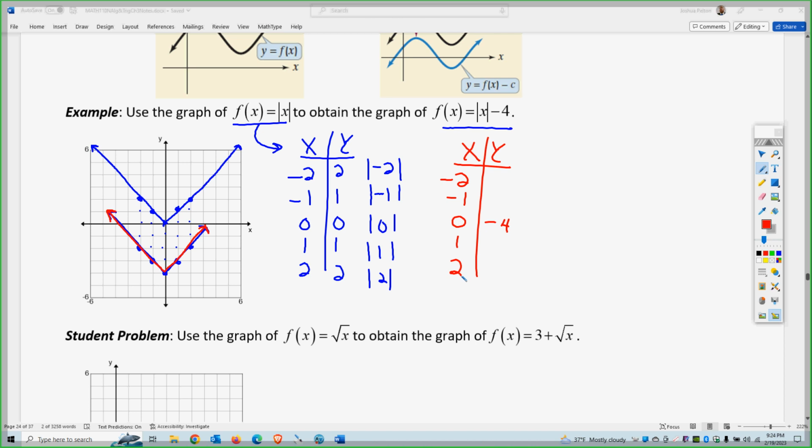So at 1, I'm really at -3. At 2, I'm really at -2. Okay, at -1, I'm at -3. And at -2, I'm at -2. So the only thing that really changed is the y value and the y value only. All right, pause the video, try the student problem for yourself.